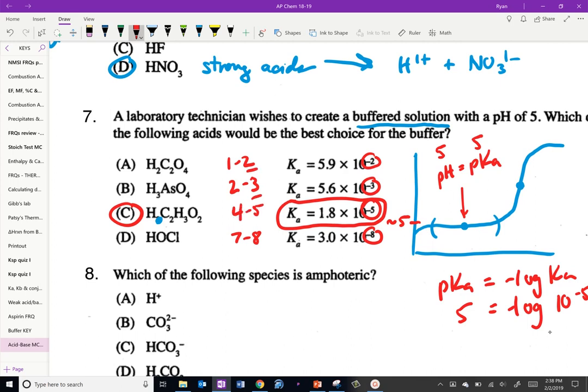So the number on the top end of our pH range is going to be the power that you see there on the 10 to the negative x. That x becomes the top end of our buffer range.